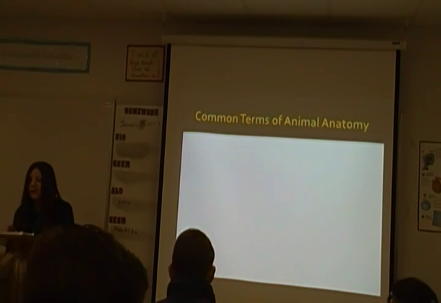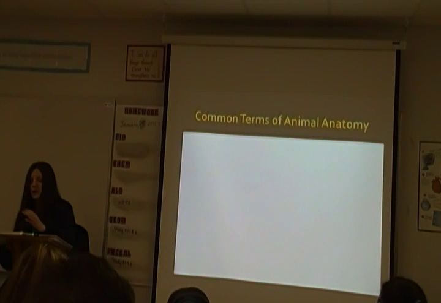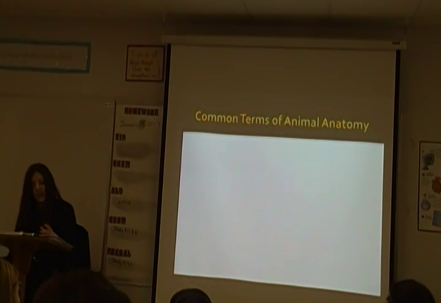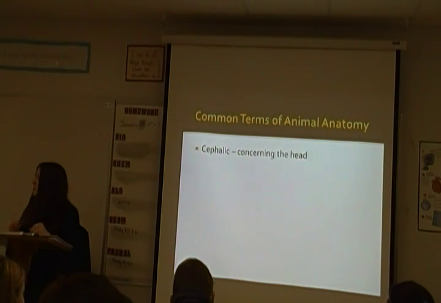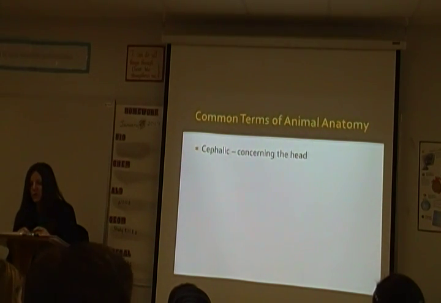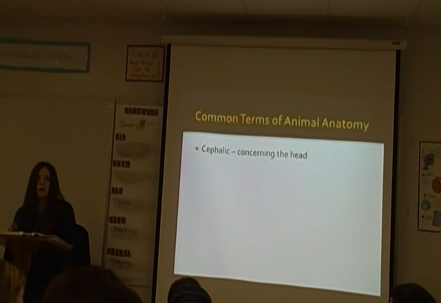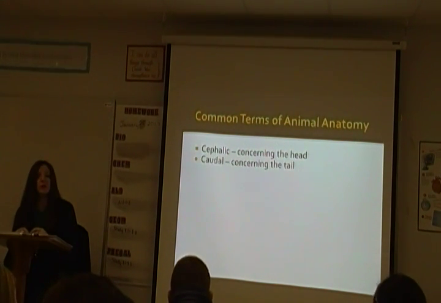Okay, now these animal anatomy terms. These are directional terms, you would call them, concerning anatomy. You will see them quite a bit through the next few chapters, so you need to be familiar with what they mean. Whenever you see the word cephalic, cephalic means concerning the head. It's from the Greek word for head. They'll talk about cephalization with worms, and you'll see that word. Caudal is concerning the tail.